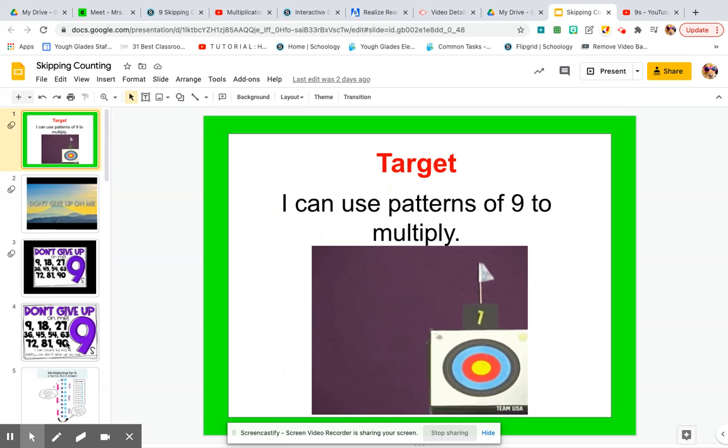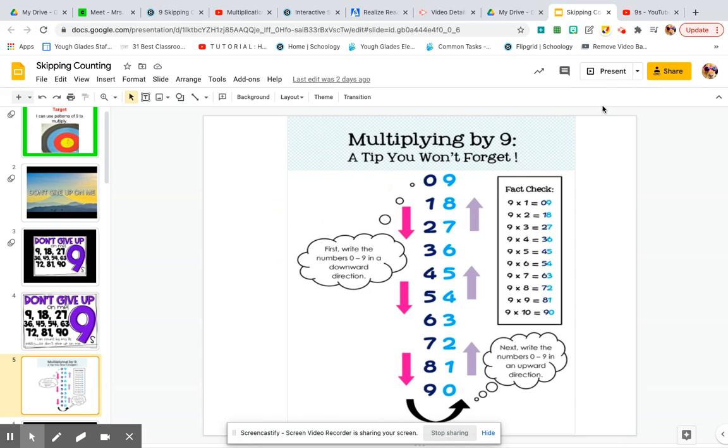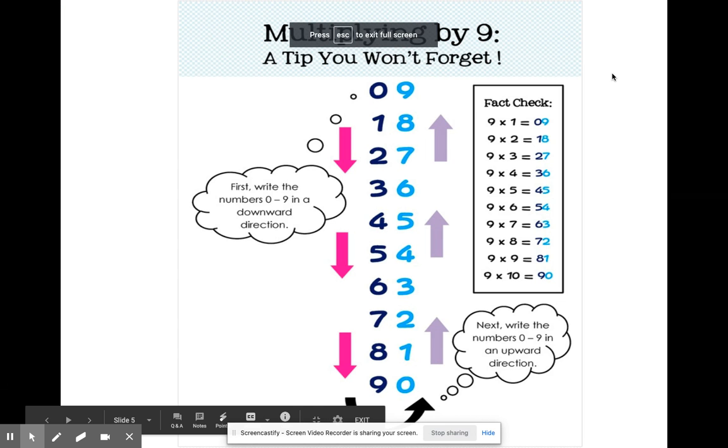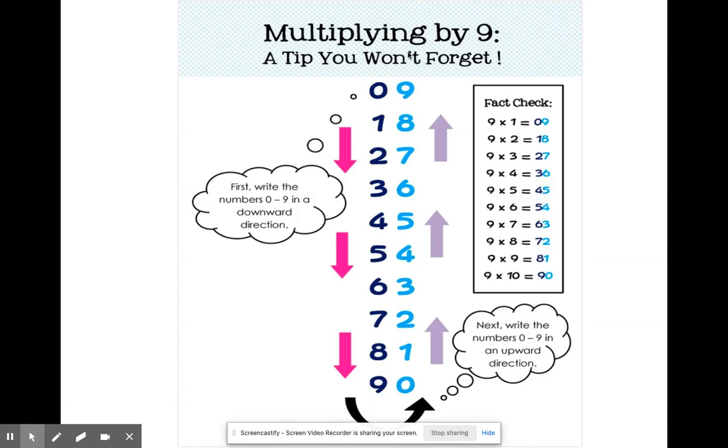We notice here that in all the products of 9, the tens place counts up in ascending order to 9. So 0, 1, 2, 3, 4, 5, 6, 7, 8, 9. And then it loops back around and does the same thing, 0, 1, 2, 3, 4, 5, 6, 7, 8, 9, which is a really cool pattern.